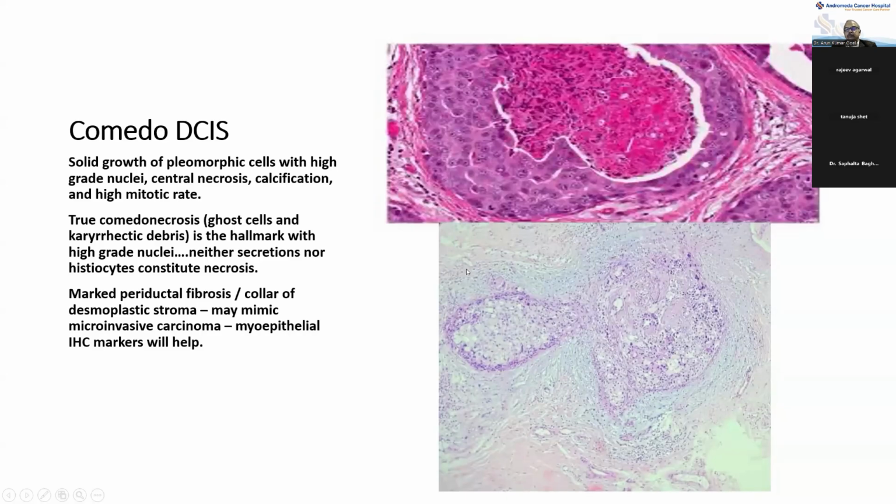And of course, I've taken an example. So this is the central necrosis, which we see. And this is the periductal fibrosis, which often confuses us with foci of microinvasion. So this was one of our cases where there was abundant, marked periductal fibrosis, and we had to put the myoepithelial marker in many sections to rule out any microinvasion or an invasive focus in this patient. We had received a mastectomy of this case.